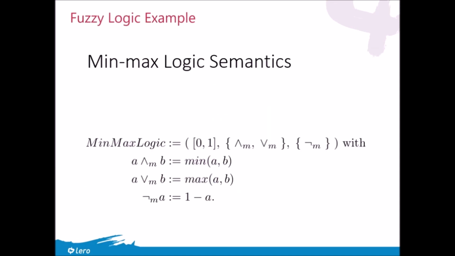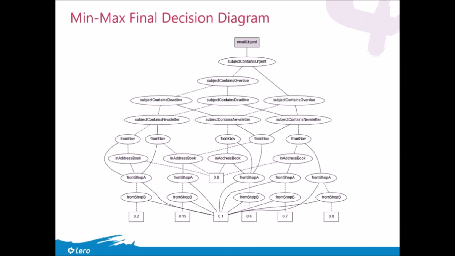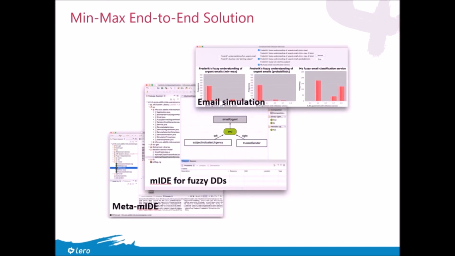So let's take another example. Let's say min-max logic, which is a fuzzy logic. So now our and, A and B, is changed to min A and B, A or B is changed to max A and B, and not A is changed to 1 minus A. Again, we would change the same and, or, not operators. We're still using reals. We don't have to change that. We just have to change the functions in the Cinco to change the underlying logic. And again, we would come up with a final decision diagram such as this, which again can be a composition of multiple different decision diagrams. Again, we still have our end-to-end solution. We have just changed the underlying functions in the meta mIDE or in the Cinco section.